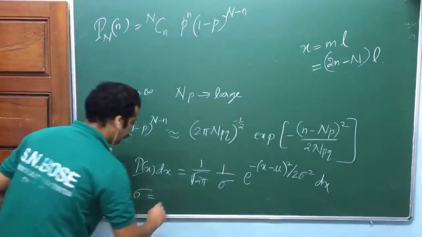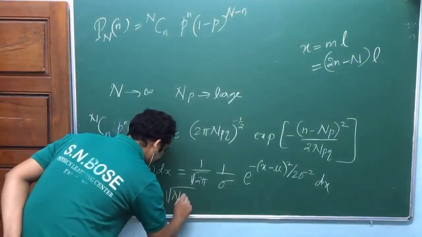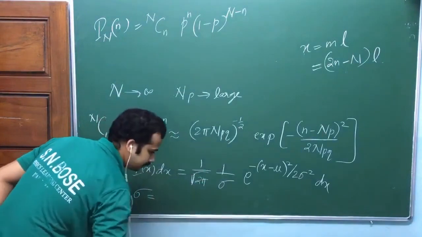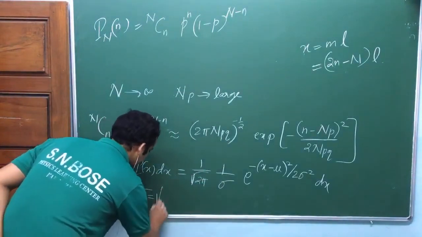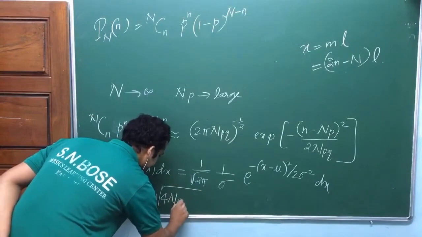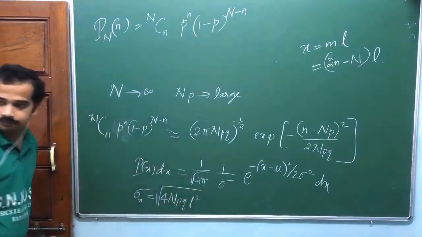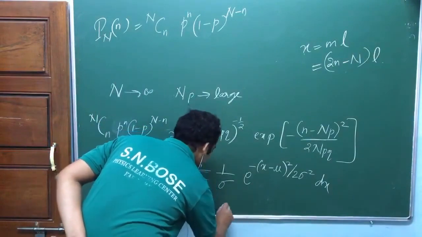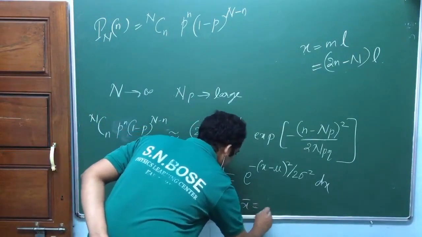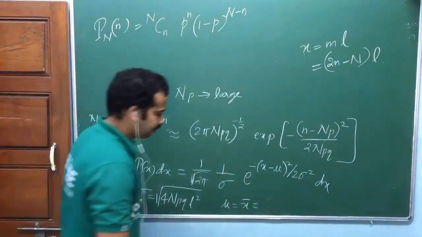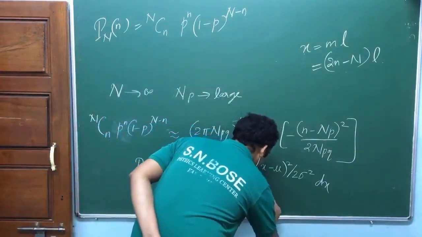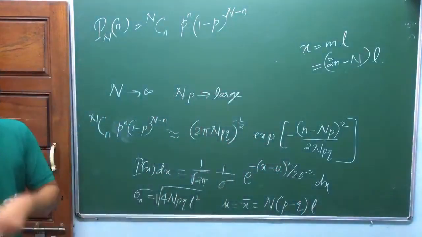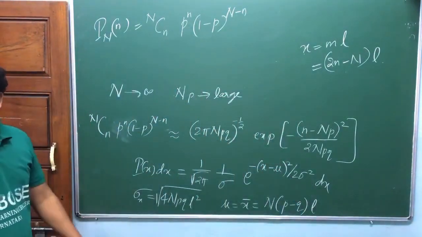Sigma is equal to 2 root npq into L, or you can write it like this, sigma of x is the root of 4 npq L square, you remember? And this mean value is actually the x mean value, that is equal to N p minus q into L. I hope now it makes sense, isn't it?